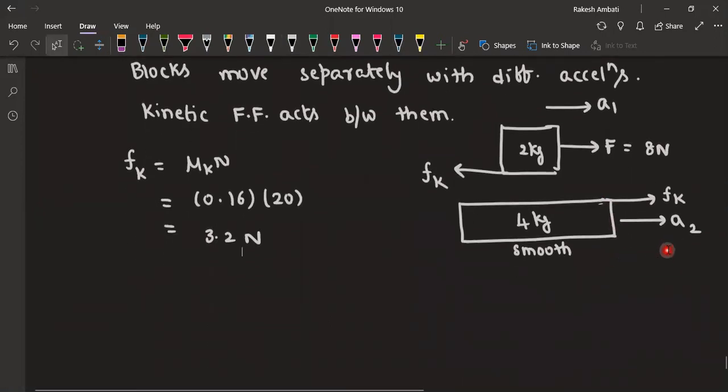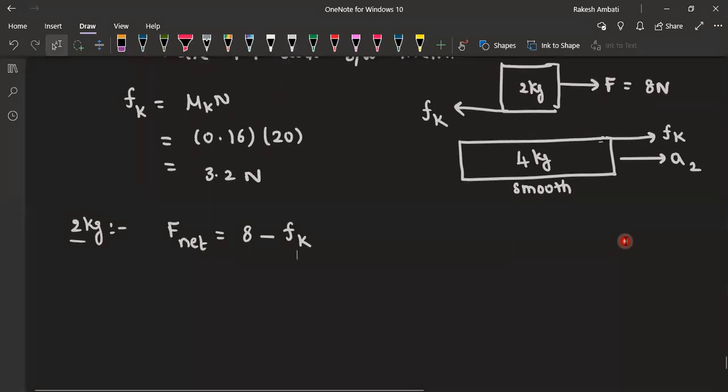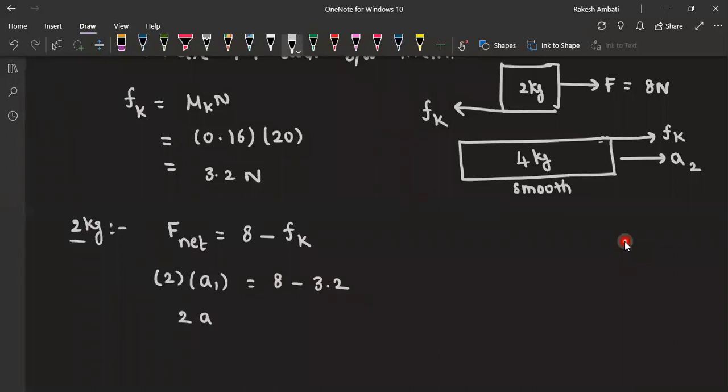So how to find A1 and A2? Take the 2 kg block and write down the dynamic equation. What is it, 8 minus Fk or Fk minus 8? 8 minus Fk. Resultant force means mass into acceleration. Here the mass is 2 kg and we are finding its acceleration A1, so 2A1 equals 8 minus 3.2, which is 4.8. Therefore A1 equals 2.4 meter per second square.